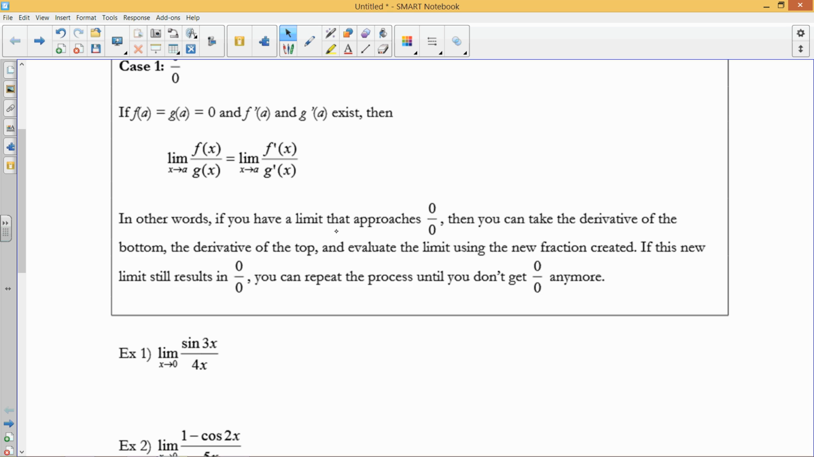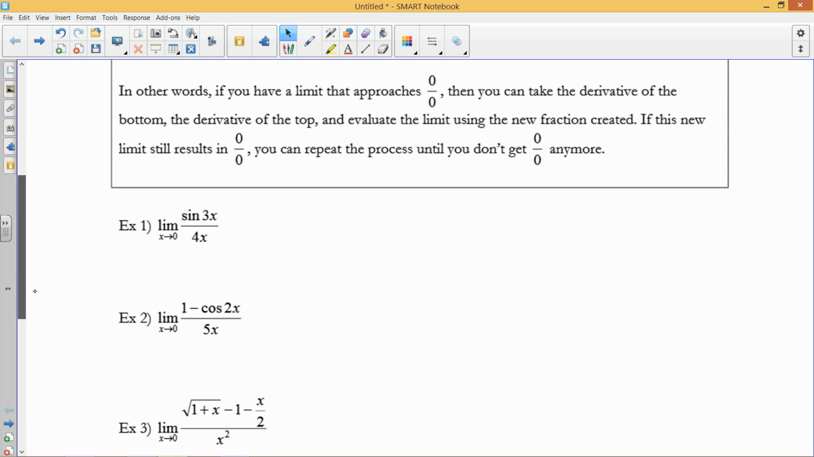In other words, if you have a limit that goes to 0 over 0, if the original limit when you plug in the value approaches 0 over 0, then in order to evaluate, you can take the derivative of the top and the derivative of the bottom separately. This is not the quotient rule. There's something on top, take its derivative. There's something on the bottom, take its derivative. Then you evaluate the limit using the new fraction created. If by chance your new limit still results in 0 over 0, you can do L'Hôpital again until you don't get 0 over 0 anymore.